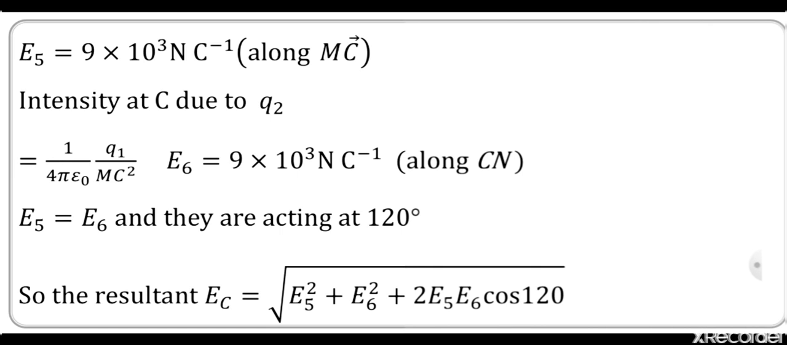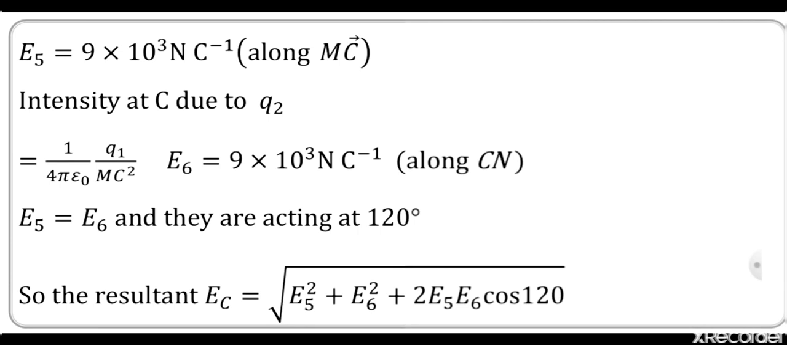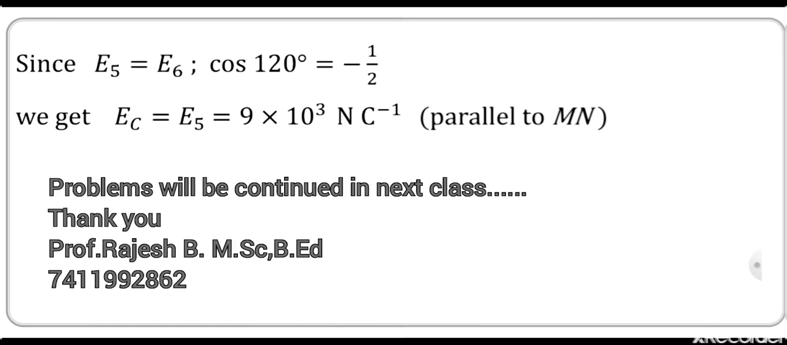So the resultant electric field formula, we know this. Substitute in this formula. There is a cos theta, put cos 120. Cos 120 value is minus 1 by 2. After substitution, since E5 is equal to E6 and cos 120 is minus 1 by 2, the 2 and 2 will get cancelled and you will get EC as E5, or EC will be equal to E6. So we get the same answer as E5. So that is the resultant electric field, 9 into 10 power 3 Newton per Coulomb.